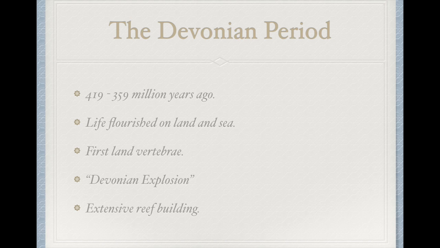What we see is a large diversification of fish life in the seas, and the coral reefs at this time grew drastically. There was more coral reef growth during this time than there has been at any other time in Earth's history.